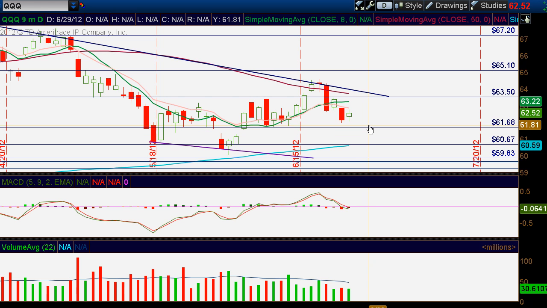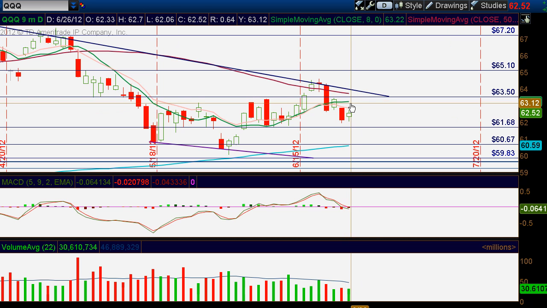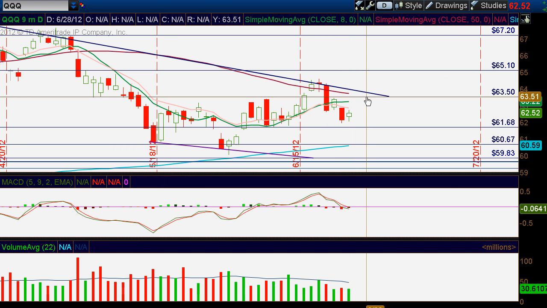So make sure you have your trend lines handy once we get closer and closer to it. But the other thing that I want you to really pay close attention to are those moving averages as well as that upper area of resistance right here, 63.50. Those areas are very important. Again, 63.50 and 61.68. Make sure you have those at least on your chart to help you.